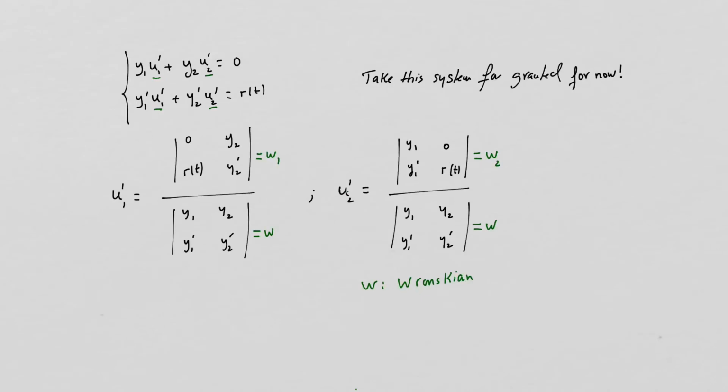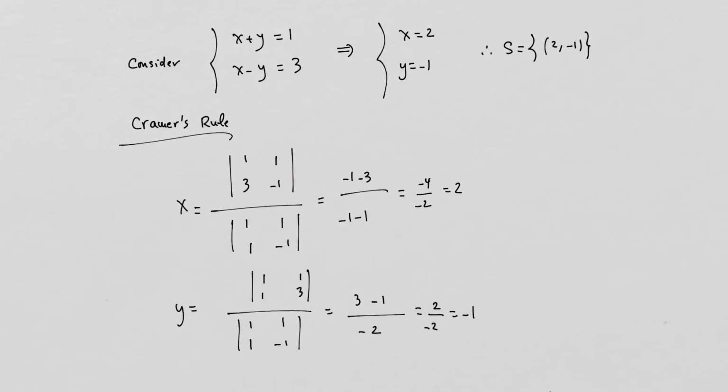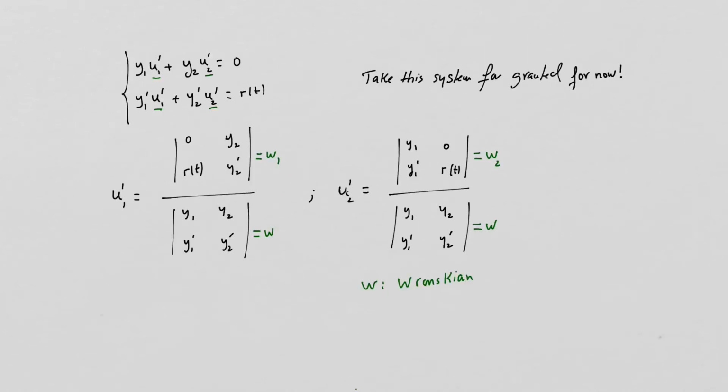And the way we handle the top: U1 prime is in the first column. So instead of writing y1 and y1 prime, we write 0 and R of t, just like I did here. And in the second column, you literally copy the coefficients. The same thing here. To find u2 prime, instead of writing y2 and y2 prime in the second column, you actually write the output 0 and r of t. And for the first column, you write y1 and y1 prime.